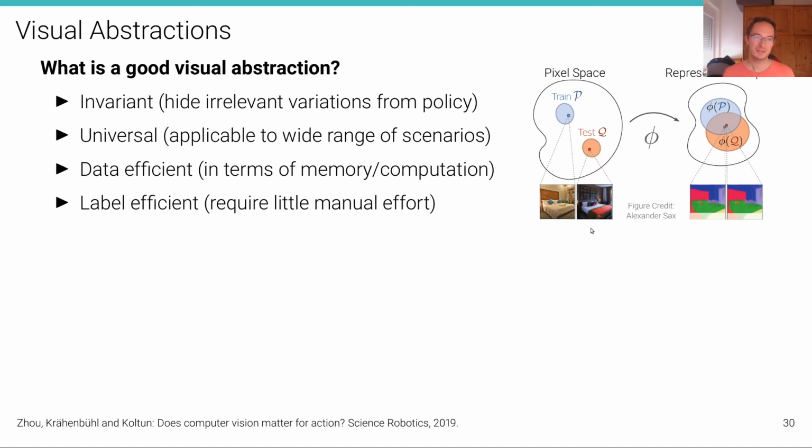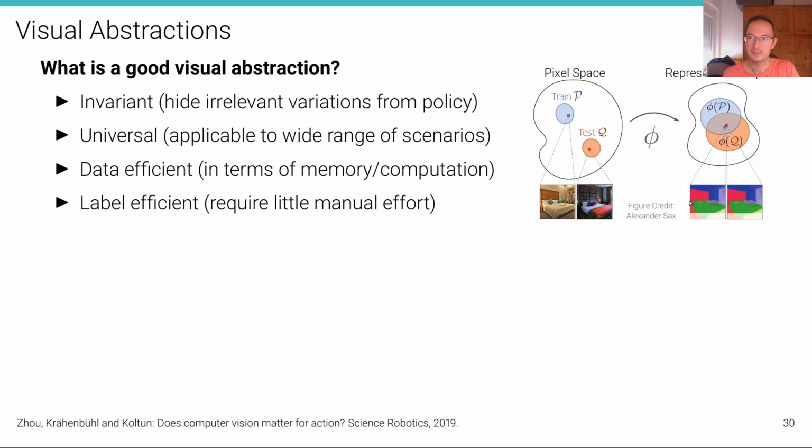So what does a good visual abstraction characterize? Well, first of all, it has to be invariant. It has to hide irrelevant variations from the policy. And that's illustrated here on the right, in this case for an indoor scene. If we look at these two images in pixel space, they are quite different. The pixels are actually completely different from each other if we would do a pixel to pixel comparison of these two images. And therefore, it's very hard to train a policy with such inputs.